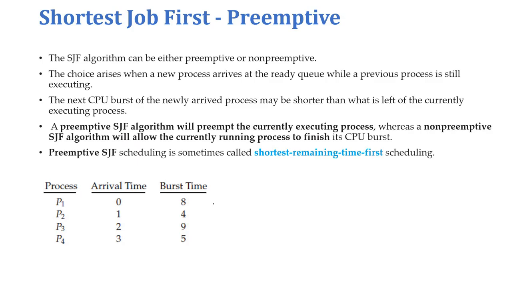Usually the students misunderstand and solve it as is, like 4 is the first, 5 is the second, 8 is the next process and 9 is the last. First we need to note down what the arrival time is. Execution is based on the arrival time. At time 0, no other process has entered, only one process is available.